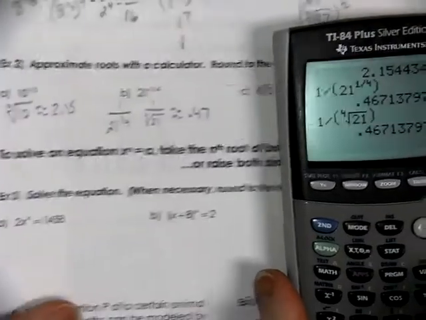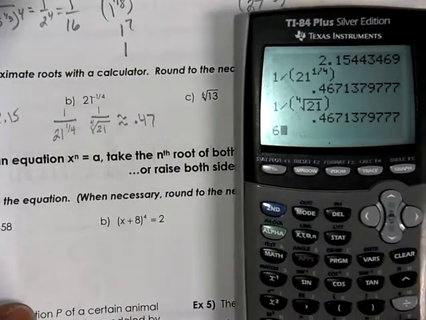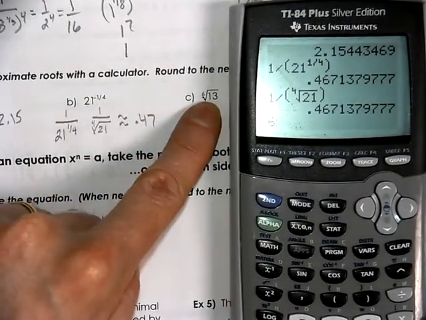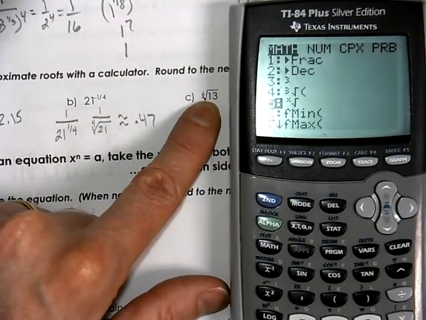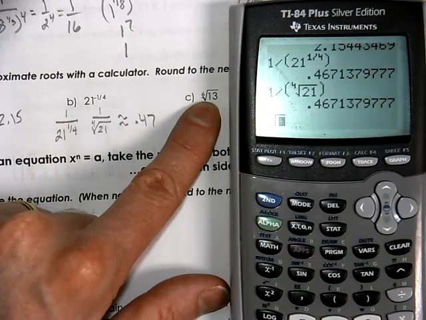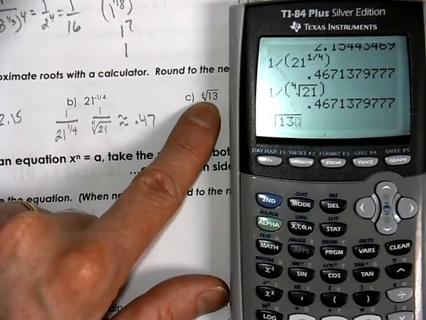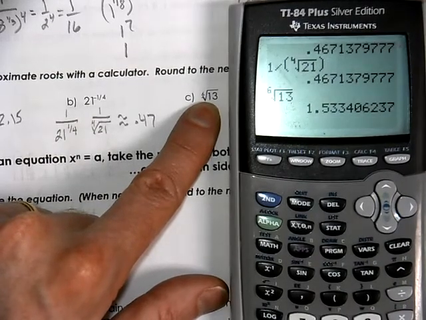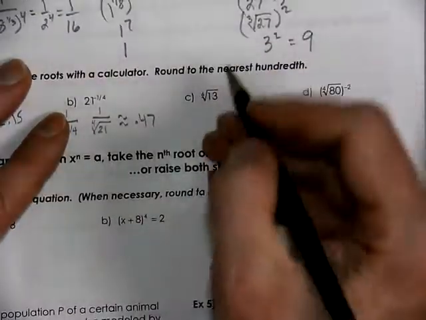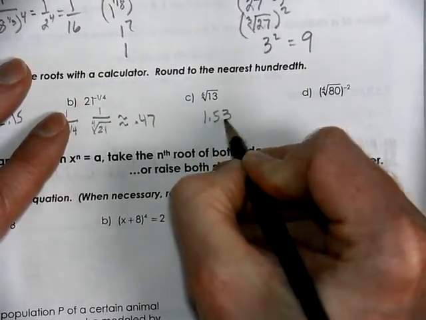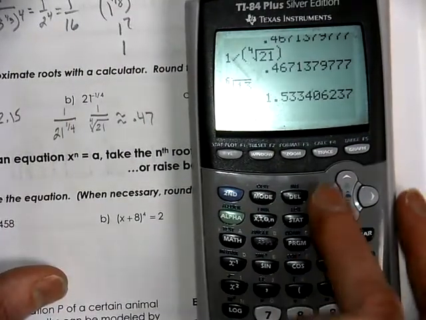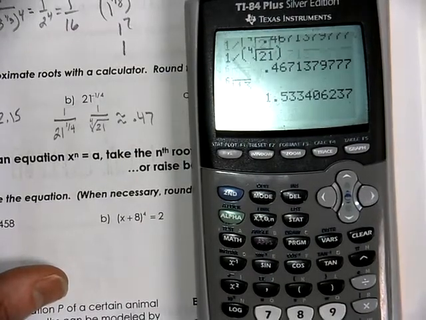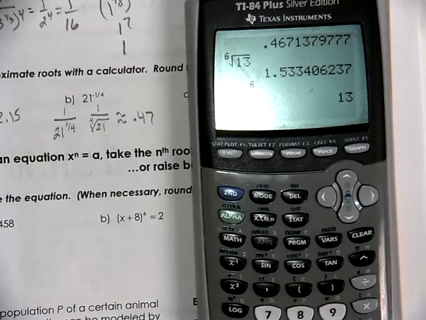So the 6th root of 13, we're going to type the 6 first. You're going to go to math, down to the number 5, and that's going to put the 6 as your index. What times what times what times what times what times what makes 13? And that's going to be 1.53 apparently. So if you take that number and raise it to the 6th power, you're going to go right back to 13.